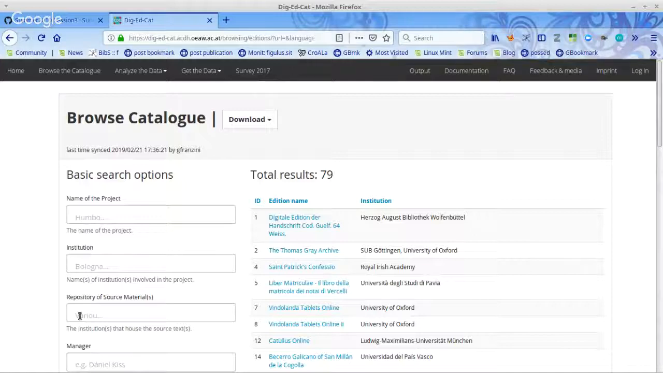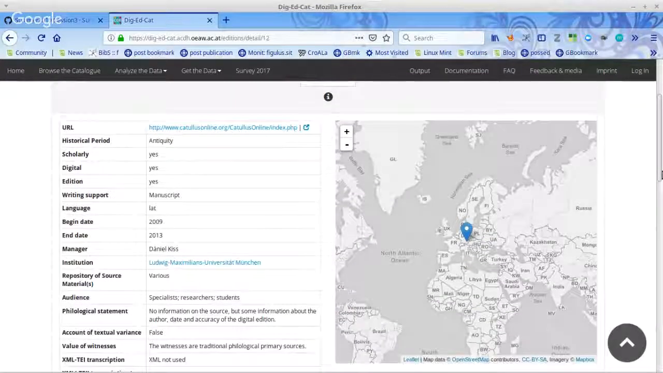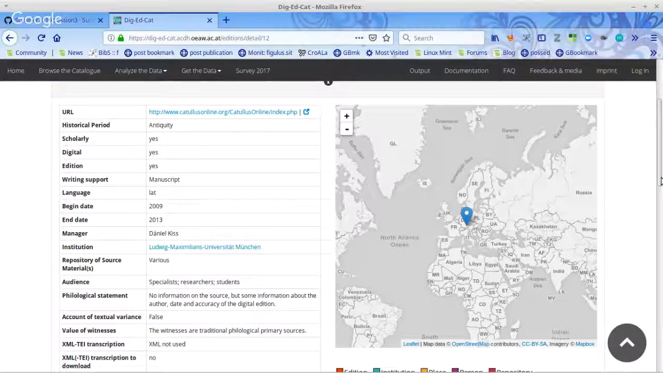But under the number 12 in this list that you are hopefully looking at on my screen, there is an entry for the edition called Catullus Online. Because we started with Catullus, let's look at this and see how Catullus Online is described in Franzini's catalog. Now here you will notice that there are many typical points of information, because each edition is described and analyzed in a consistent way in columns and fields, but also that those fields ask something about who is the intended audience. So it says here audience: specialists, researchers, students.